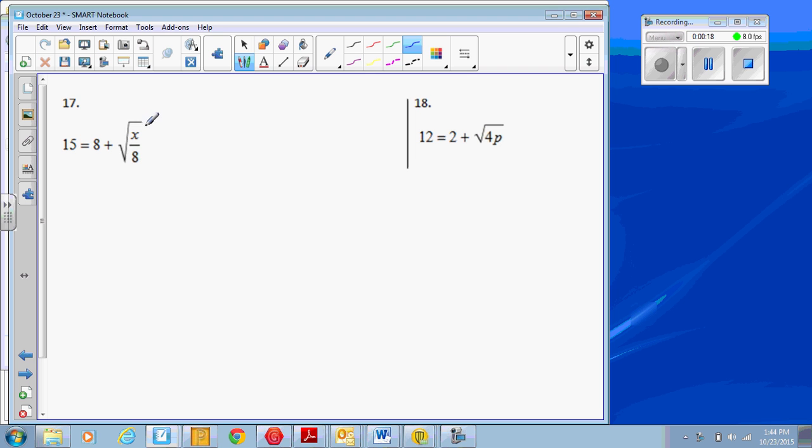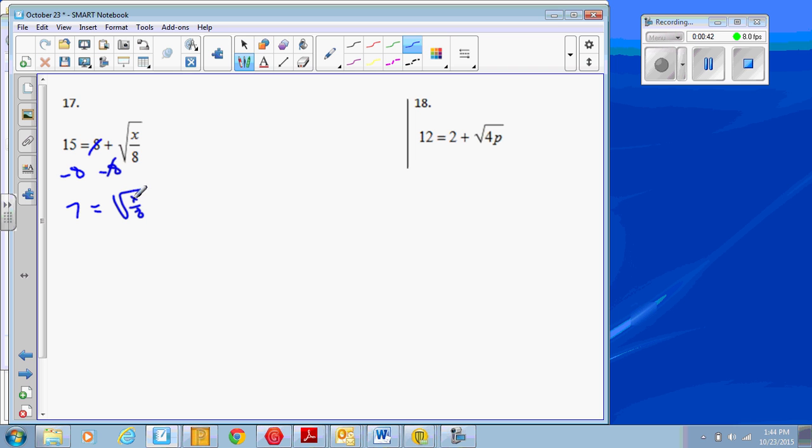The idea of this is we always want to get the square root by itself before we square both sides or do anything. So we have to basically eliminate this 8. So I'm going to subtract 8 from both sides of the equation. This side becomes 15 minus 8, which is 7. And these 8s cancel, and I have the square root of x over 8.